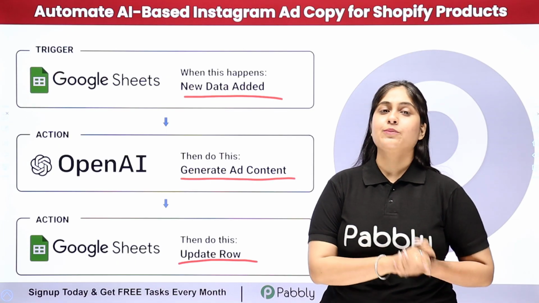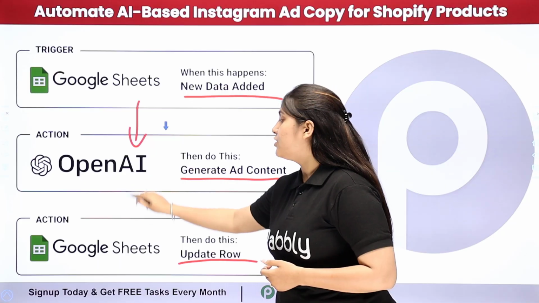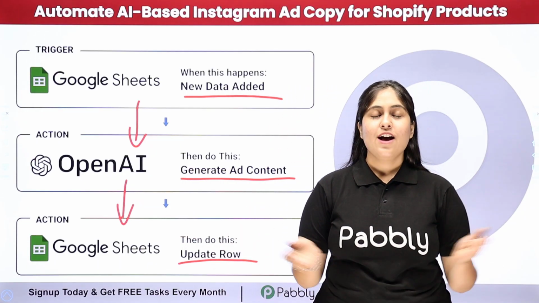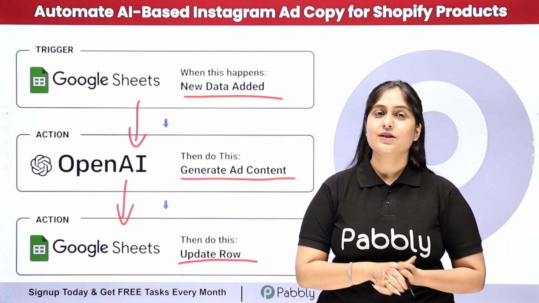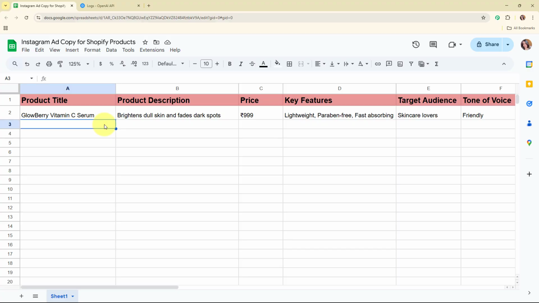So now, to automate the entire process, I need to connect my Google Sheets with OpenAI and Google Sheets again using an automation software named Pabbly Connect. So to see the working of this automation and to learn this process step by step, let me take you all to my screen. Welcome to my screen.